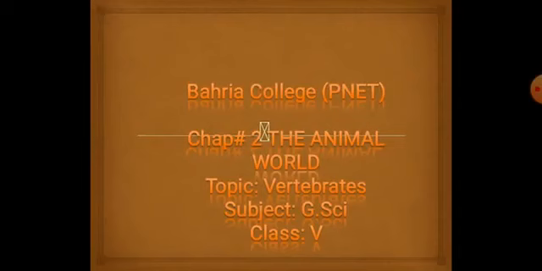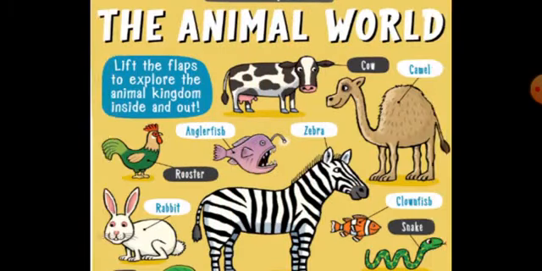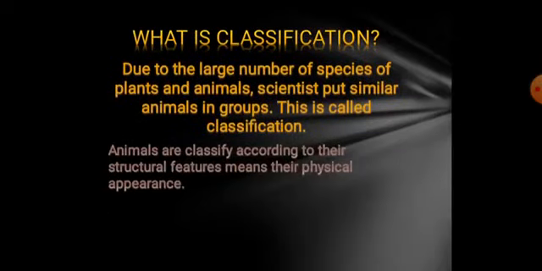And today's topic is vertebrates. First of all, what is classification? Due to the large number of species of plants and animals, scientists put similar animals in groups. This is called classification. Animals are classified according to their structural features, means their physical appearance.